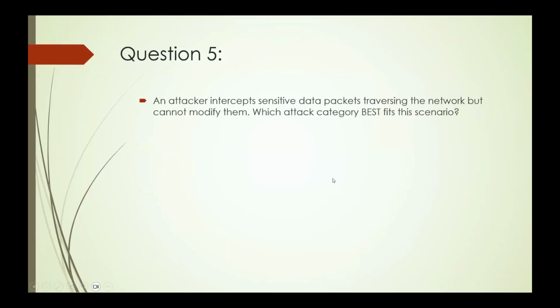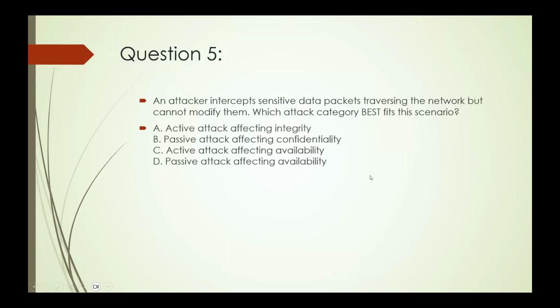Here comes the next question. An attacker intercepts sensitive data packets traversing the network but cannot modify them. He's able to intercept but not able to modify. So, which attack category best fits this scenario? Active attack affecting integrity, or passive attack affecting confidentiality? Active attack, which is affecting availability, or passive attack, which is affecting availability.